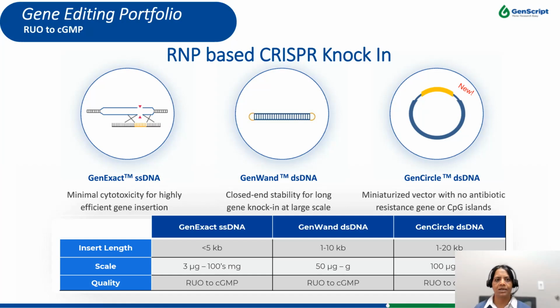Another one is the gene circle, which is a new plasmid-like small circular double-stranded DNA vector with a very small backbone of approximately 430 base pairs. It has no antibiotic resistance gene, and it serves as an efficient knock-in template and shows low toxicity, and is a great alternative for traditional plasmid HDR template.